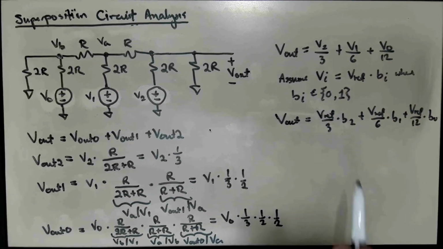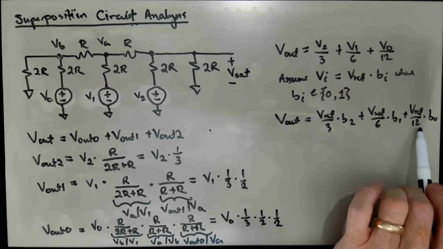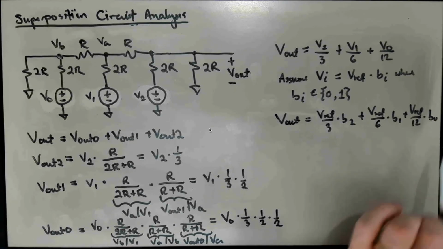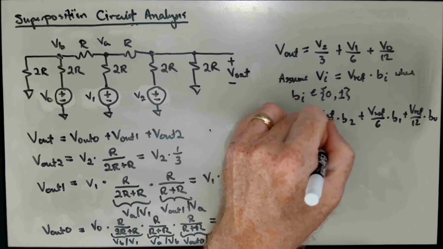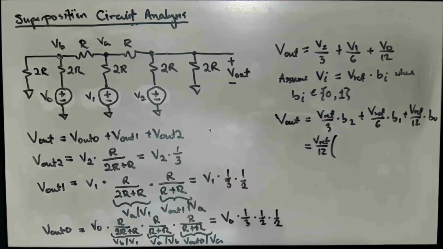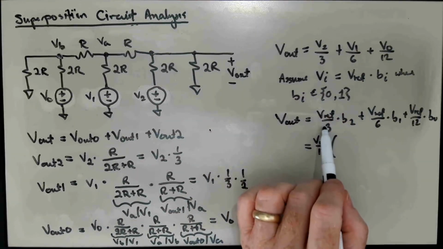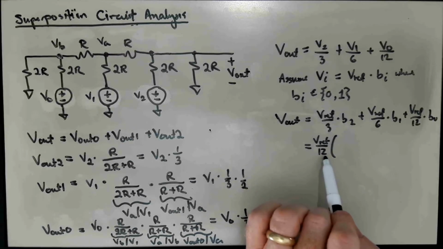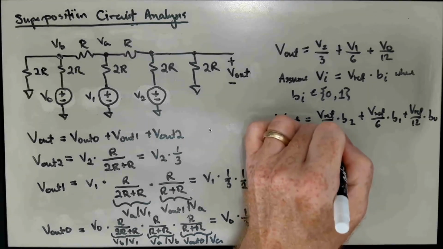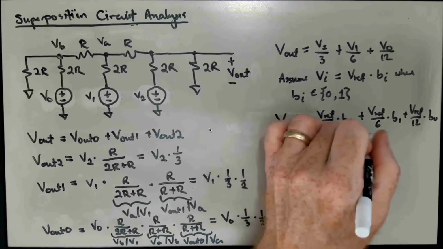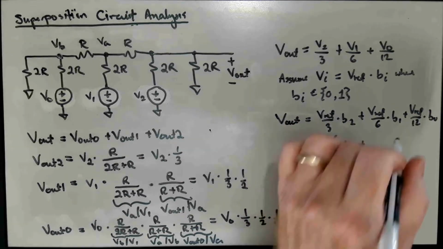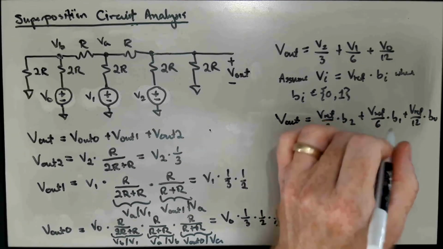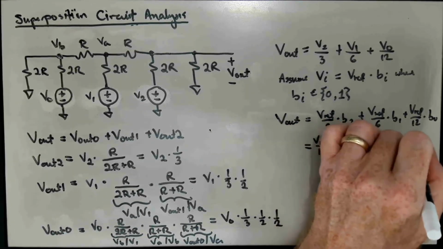Let's factor a common thing out of this. Let's factor out a Vref over 12 to make the coefficient of B0 1. So that gives us a Vref over 12 out front. And in order to get Vref over 3, when we multiply by Vref over 12, we're going to need to leave a 4 behind. So 4B2. In order to get a Vref over 6, when we multiply by Vref over 12, we're going to need to leave behind a 2. And then, of course, a 1B0.